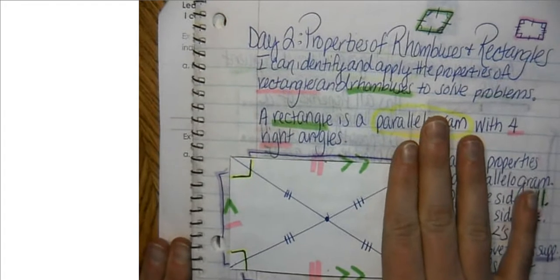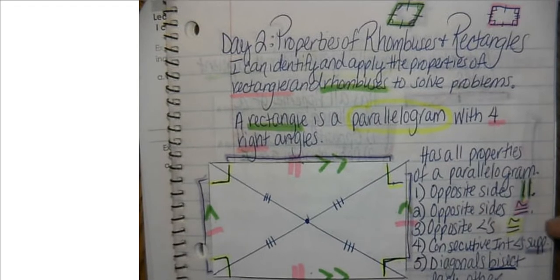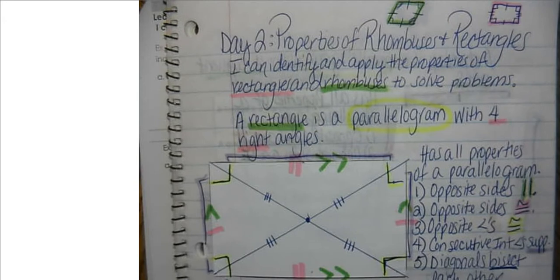So let's go ahead and review rectangle. A rectangle is a parallelogram, which means that it has all of the properties of a parallelogram. Opposite sides being parallel, opposite sides are congruent, opposite angles are congruent, consecutive interior angles are supplementary. So that means going all the way around any angles that share a common side, they add to equal 180 degrees, and the diagonals bisect each other.